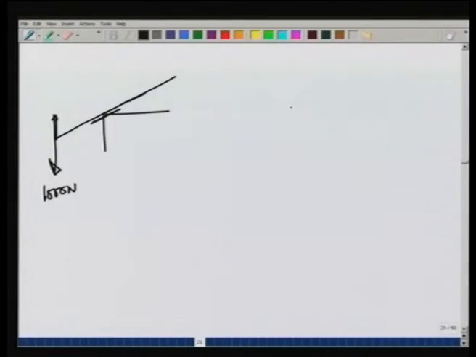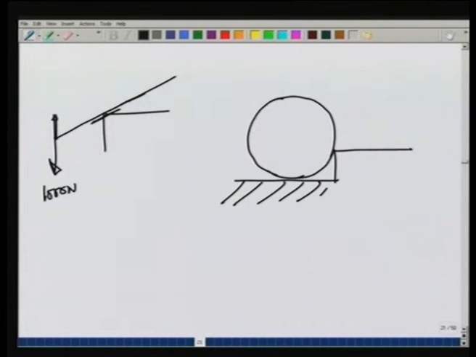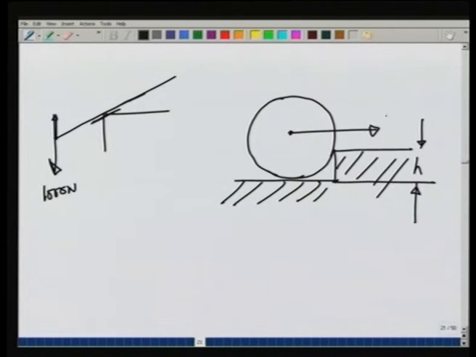Let me now do one example of this problem. Let us say I want to pull a roller. This is a very standard problem, over a step like this. The height of the step is h and I am applying a force F in this direction parallel to this, and the weight of the roller is W, the radius of the roller is R. I want to know what force I should apply in order to take this roller over this step.